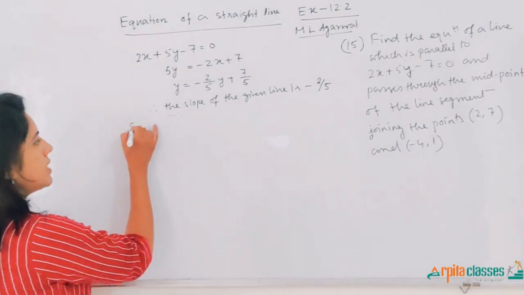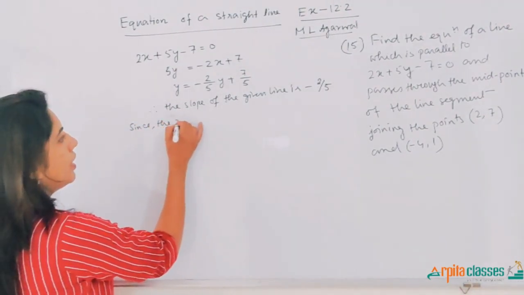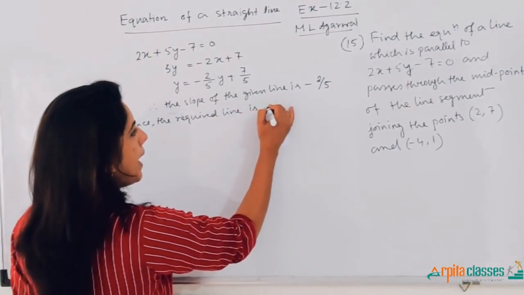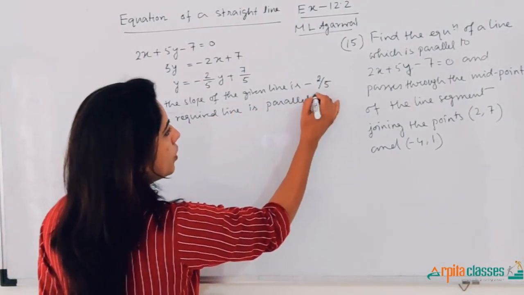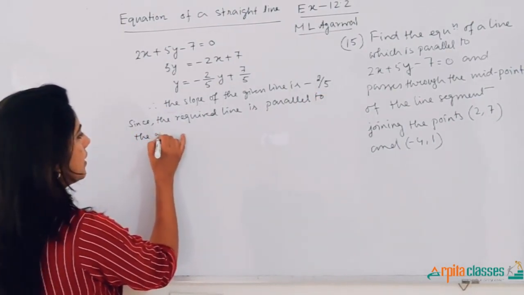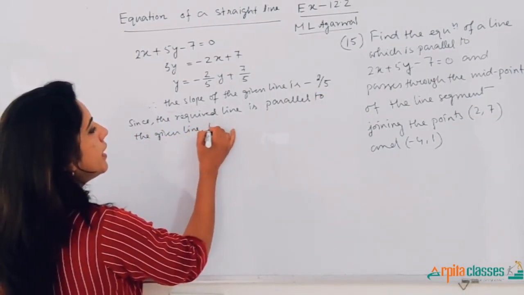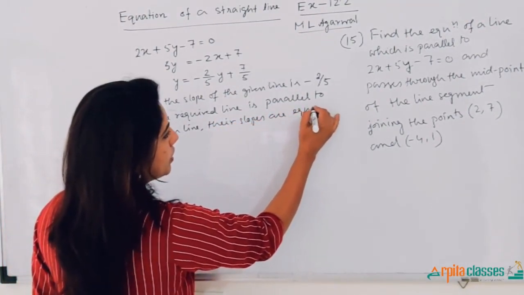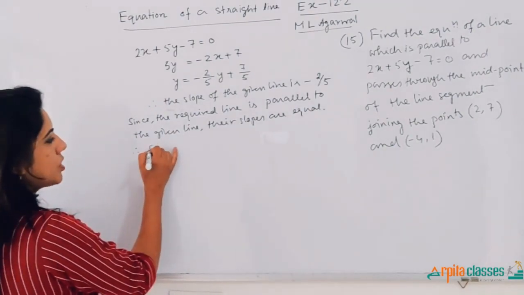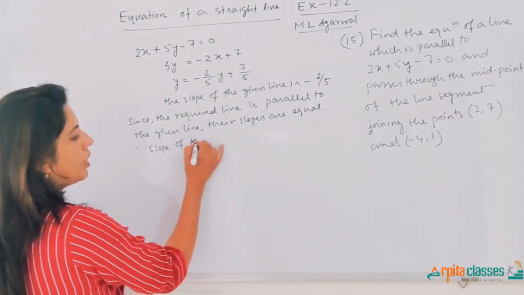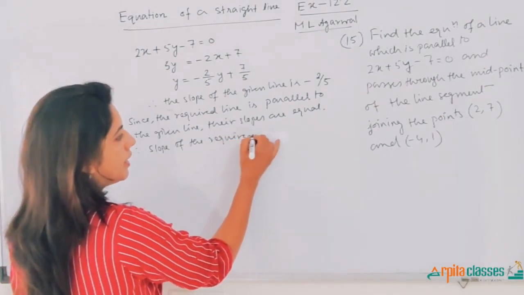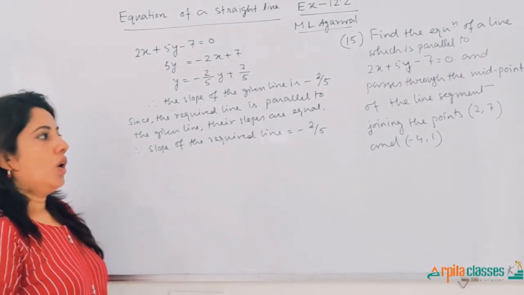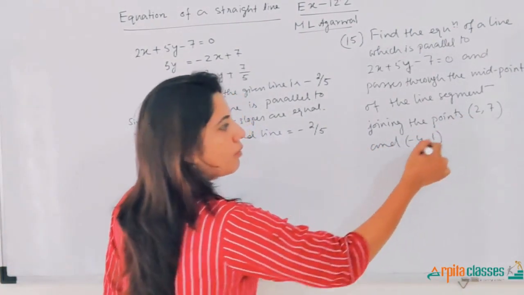Now, since the required line is parallel to the given line, their slopes are equal. So, the slope of the required line is also minus 2 upon 5. Now we need to find out the midpoint of these 2 points.